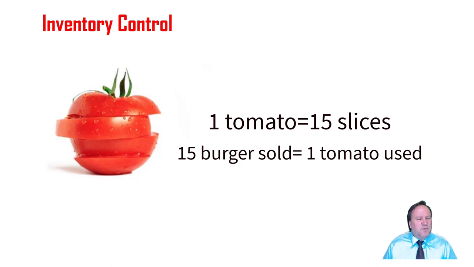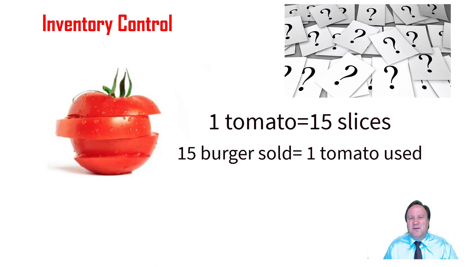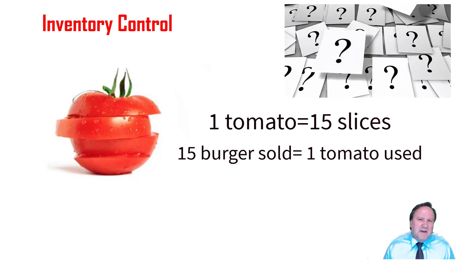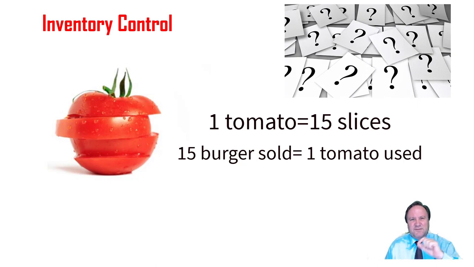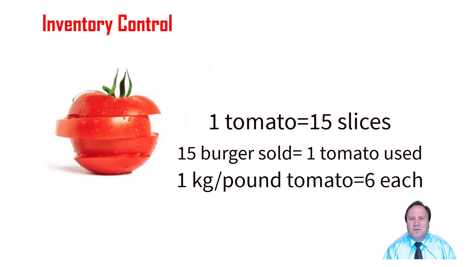But you can ask me, Professor, we don't buy tomatoes by the count mostly. We buy them by pound, or kilogram if you're outside of America. How does the software know that one slice is 1/15 and what the cost of that tomato is? Very simple. Again, your chef, based on experience, will tell you that 1 kilogram of tomato is 6 each, or 1 pound of tomato is 3 each. Of course, there are different types of tomato, Roma tomato, beefsteak tomato. Depending upon what tomato you're using in your burgers, that cost is going to change, and hence the calculation is going to change. It may sound like rocket science, right? Not really. It's very simple.